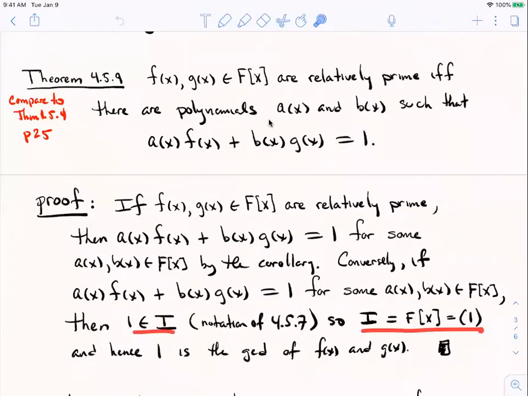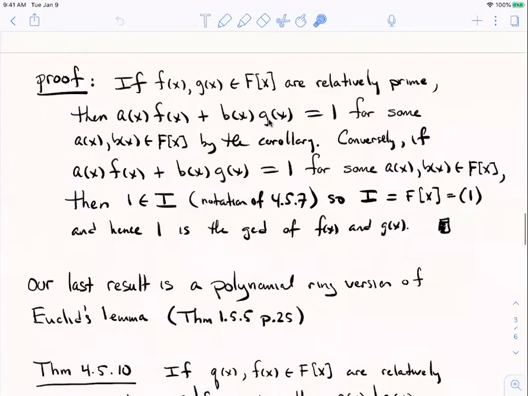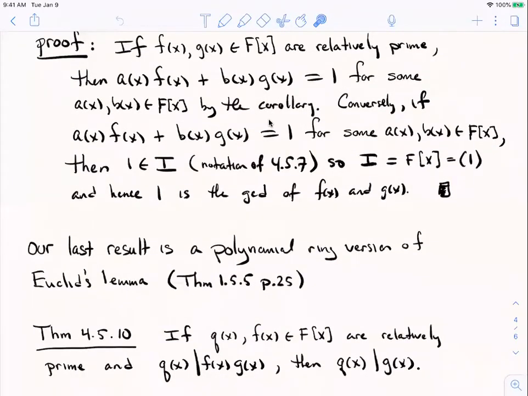It's the ideal generated by 1. Yeah, and we said that the monic generator of the ideal is the GCD, while the monic generator of the ideal generated by 1 is 1. So 1 is the GCD of f and g. Cool. Our last result of what will be, I hope, a short video, and we can talk about this stuff in class. It's a short video, but it's got a lot of mathematics in it.